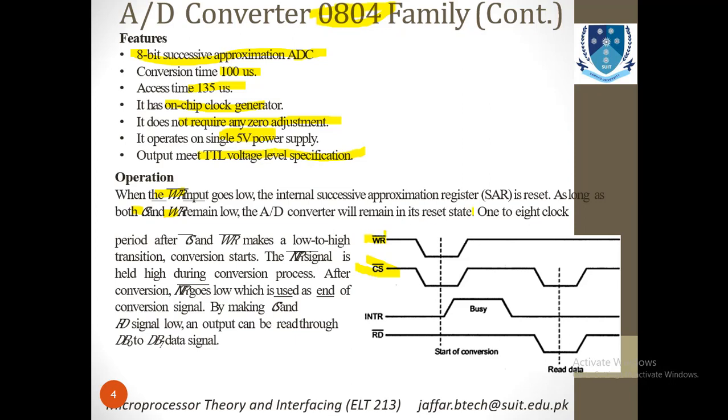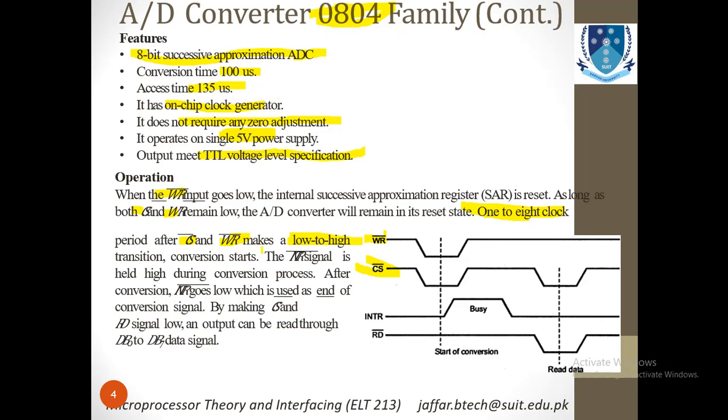Nothing will happen. But after you make a low to high transition, and after 1/8 of the clock time period that is mentioned, you can also find the clock time. I will show how you can find your clock time in the next slide, inshallah, in this same lecture. But after both the CS and WR make the low to high transition, 1/8 of the total time period will be the time that will be there for the basic conversion to start.